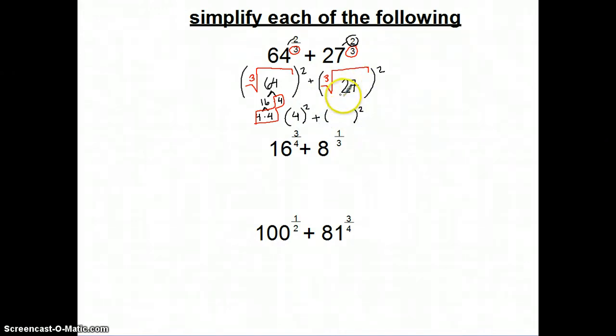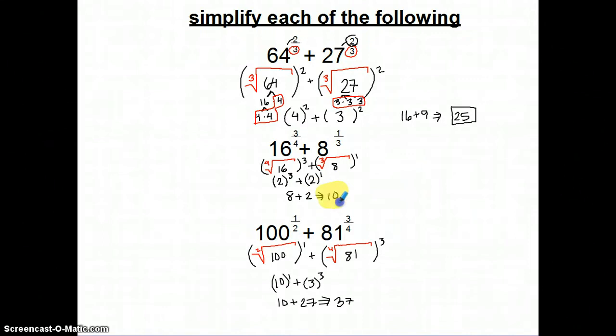So the three numbers that multiply to get 27 would be 3, 3, and 3. When I multiply those three together, I do get 27, so I can make this group and take out a 3. So now I have 4 squared, which is 16, plus 3 squared, which is 9, and adding these together, I get 25. So all of this simplifies down to 25. Go ahead and pause the video and try those next two on your own. The first should simplify down to just 10, and the second to 37.